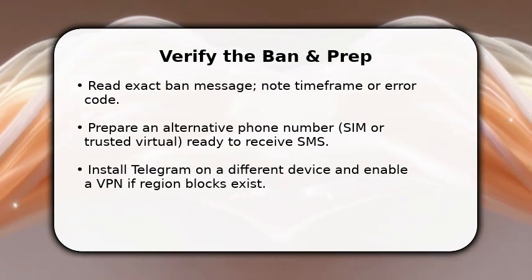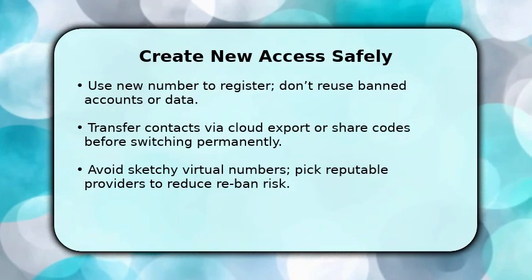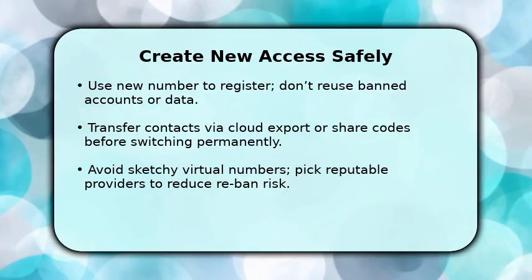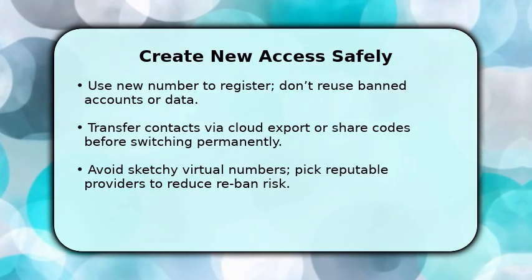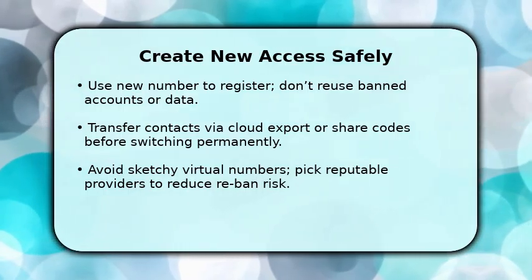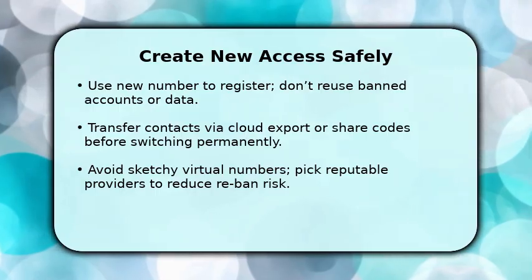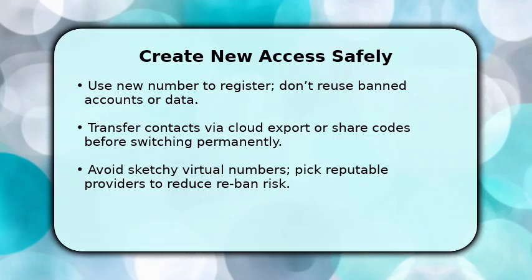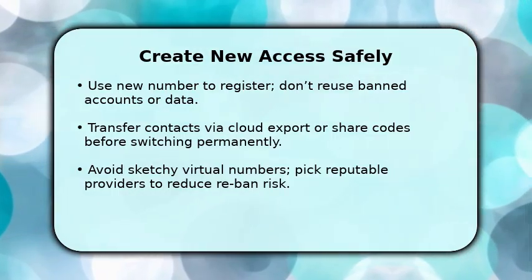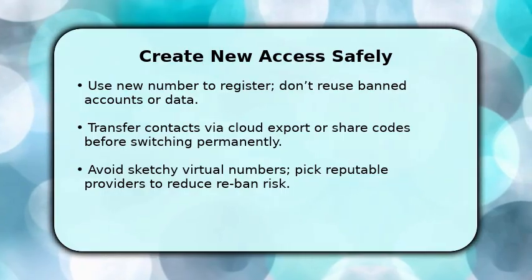Now register with the prepared phone number while on the other device and VPN. This avoids residual data tying you to the banned identity. When prompted, verify via SMS and set a clear profile. Don't import a banned account backup. If you need contacts, export or share them from other devices or ask contacts to reshare codes. Once done, lock two-step verification to secure the account.